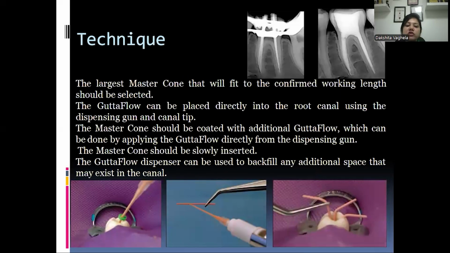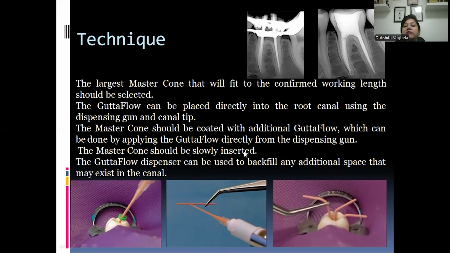So the technique is, the largest master cone that will fit to the confirmed working length should be selected. GuttaFlow can be placed directly into the root canal using the dispensing gun and the canal tip. The master cone should be coated with additional GuttaFlow, which can be done by applying the GuttaFlow directly from the dispensing gun. So ideally, you can fill the canal directly with the dispensing gun and the canal tip, or you can coat your GP also with GuttaFlow directly from the dispensing gun.